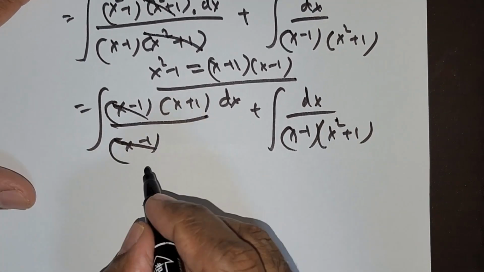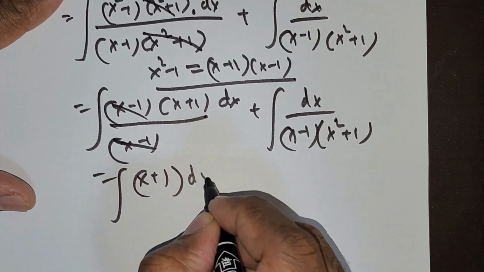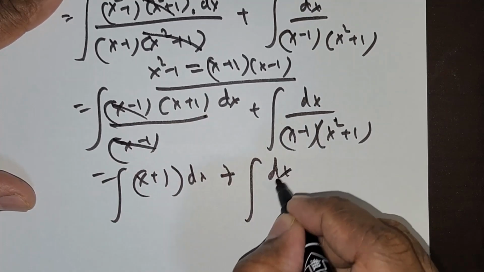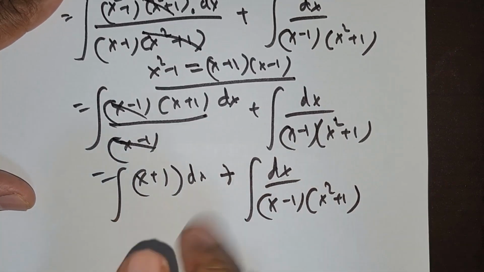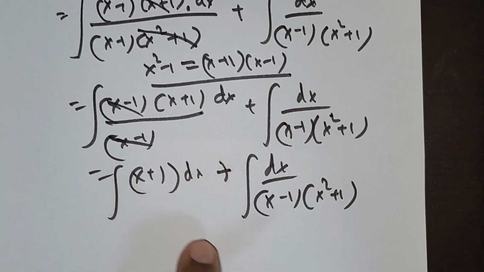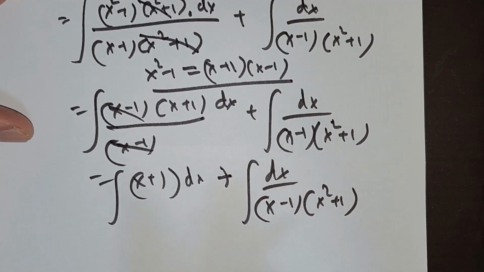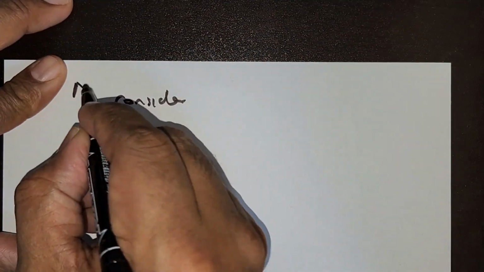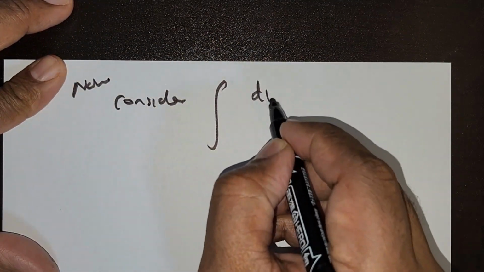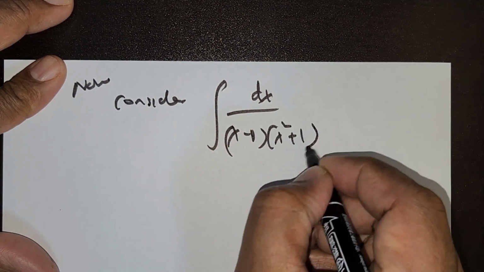x - 1 gets cancelled, giving you the integral of (x + 1) dx plus the integral of dx over (x - 1)(x² + 1). I'm not going to integrate this as of now. What I wish to do is solve this first. So I would consider the integral of dx over (x - 1)(x² + 1).